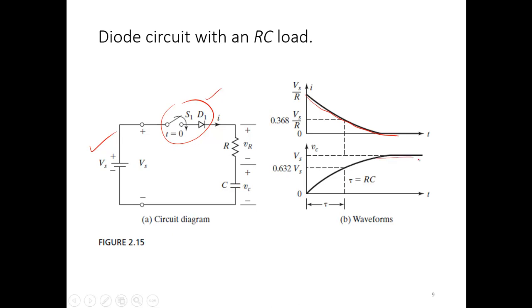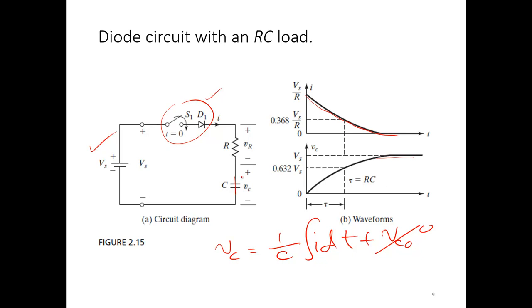The current will fall and the capacitor will burn. But what is important to know is that at the very first moment, when the capacitor is fully discharged, the capacitor has no charge, because the voltage of a capacitor is equal to 1 over C integral of I dt. That means that if the capacitor has an initial value of zero, then at the very first moment when you turn on the switch, the capacitor has no voltage.